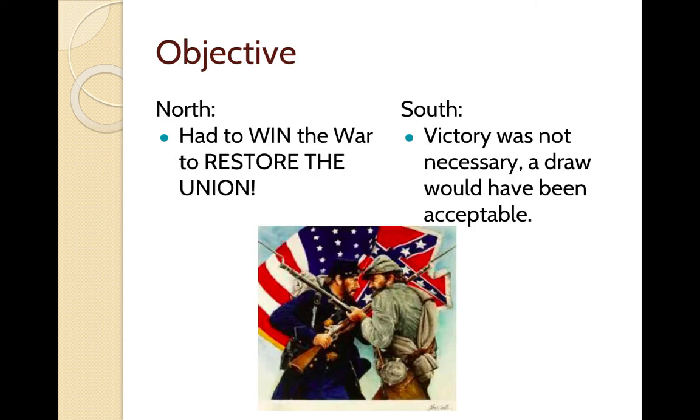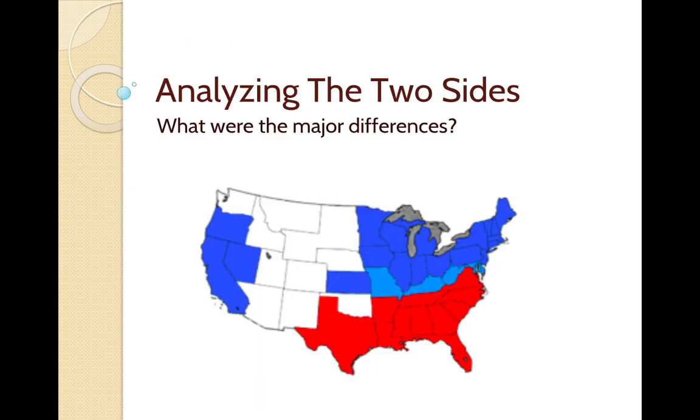Now, overall objective, I kind of already stated this earlier, but the North had to win the war, and their goal is to restore the Union. In the South, it wasn't about necessarily winning the war, getting victory. A draw would have been acceptable, making sure that the Northerners of the Union stay on their side, and the South, the Confederates, are able to have their way of life and set up their own government in order to keep the institution of slavery.